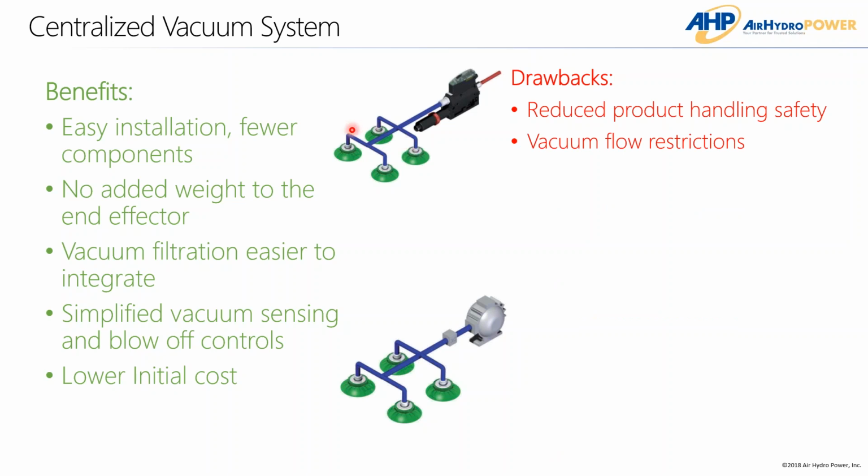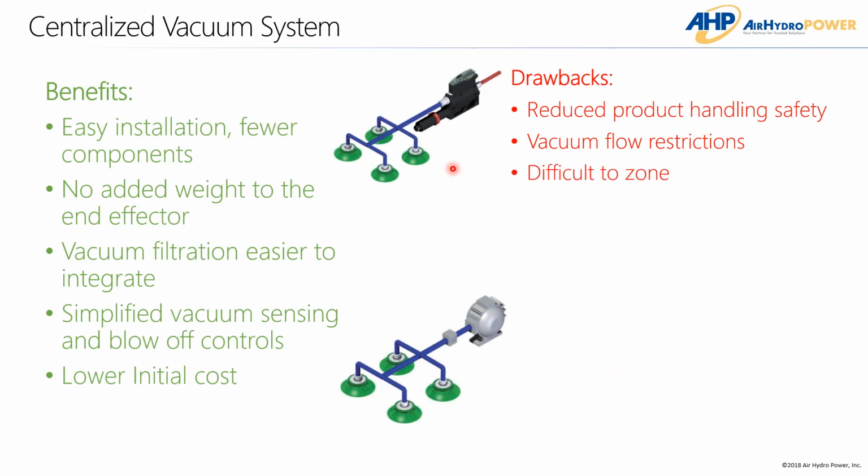Vacuum flow restrictions, that's kind of along the same lines. We've got all this tubing, the multiple cups all affecting each other. But since we've got these extra elbows and all the plumbing between the pump and the cup, then of course all of those are adding restrictions to the vacuum flow.